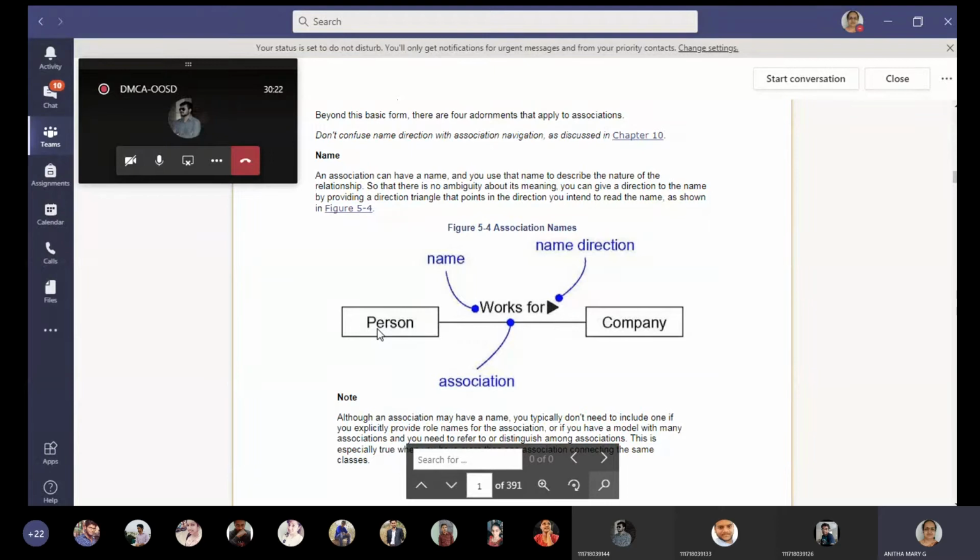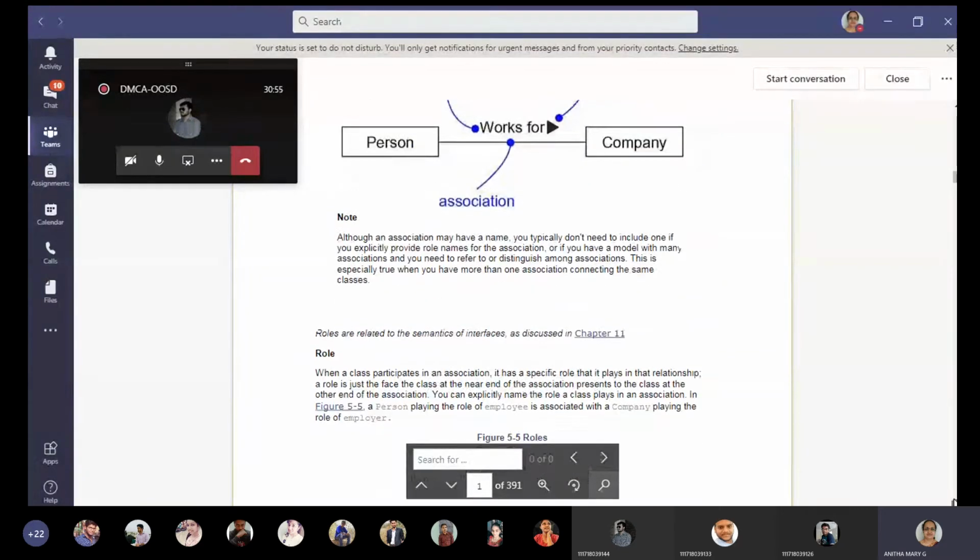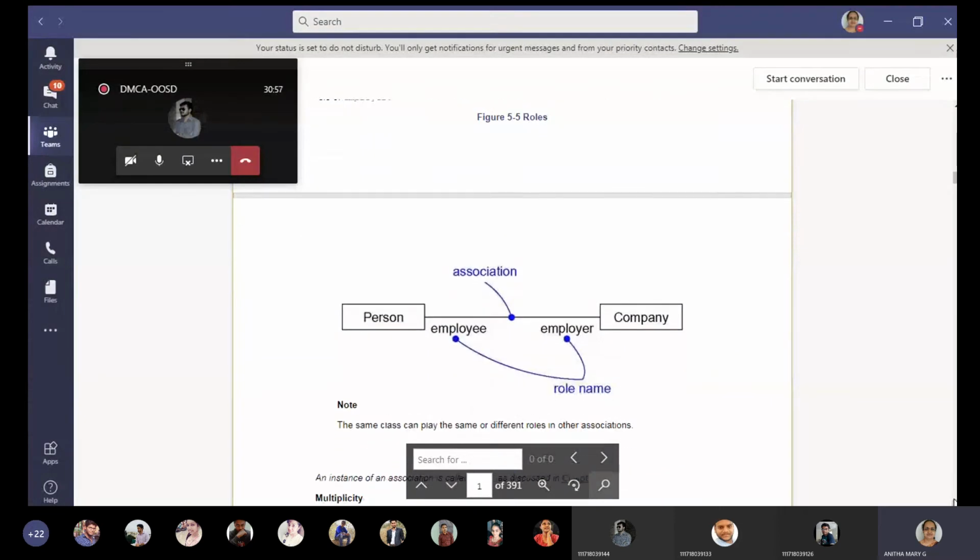So in order to make specific what kind of association we are giving, we can use name and direction. Person works for company. Or, taking student and college, students study in college. That is how we can say it. So that is the first adornment, name and direction. Moving on to the next one.